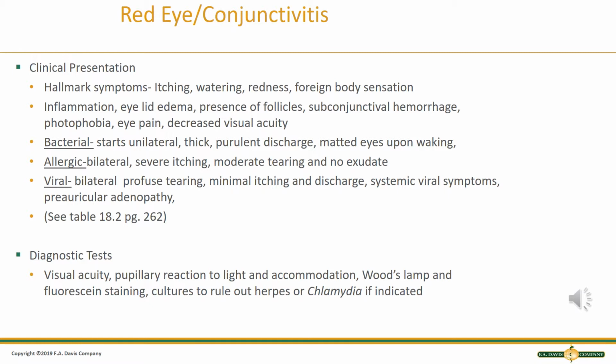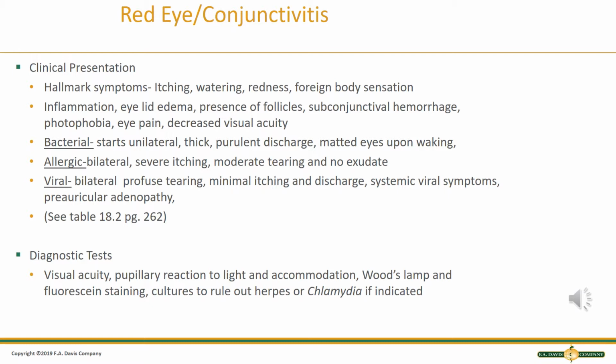The patient may complain of light sensitivity or eye pain or have decreased visual acuity. In a bacterial conjunctivitis, you're usually going to see it starting unilaterally with thick, purulent discharge, and they're going to say that their eyes are matted shut when they wake up. In allergic conjunctivitis, it's typically going to be bilateral with a lot of itching. There'll be some moderate tearing, but you're not going to see any exudate.